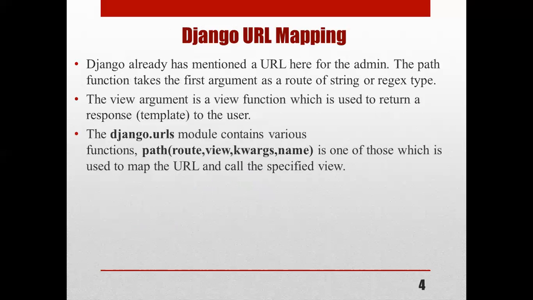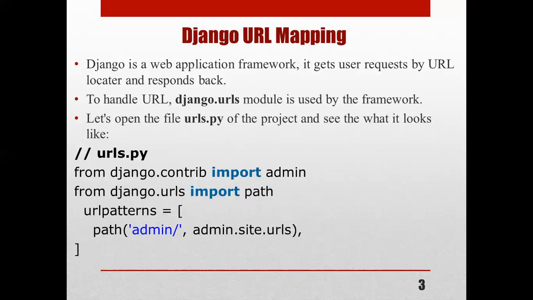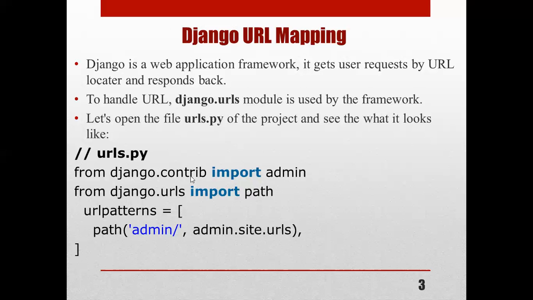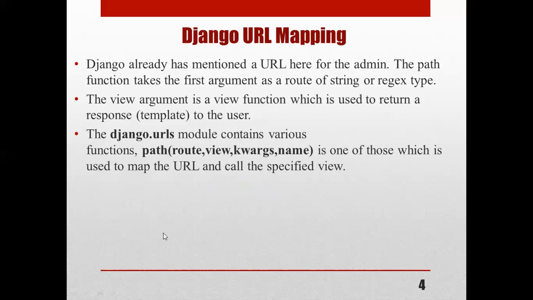So here Django has already mentioned the URL from admin. Then the path function takes the first argument as a route string, or a regular expression. You can provide the regular expression also. Then the view argument is a view function which is used to return a response to the user. That response is in the form of a template.